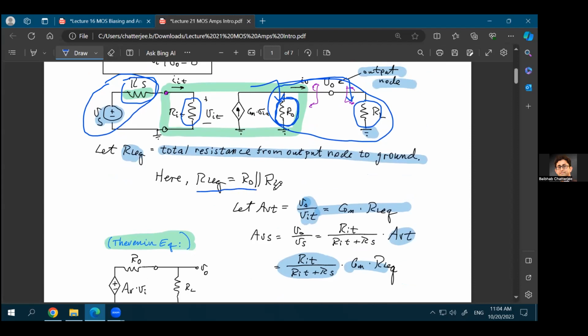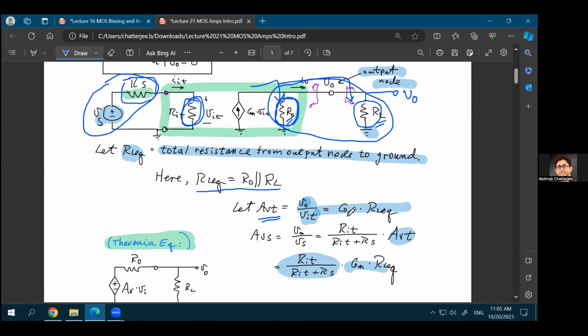And that's something we're writing over here, that if you're at the output side, your equivalent resistance will be RO. This is RO in parallel with RL. So RO in parallel with RL, that is your RL equivalent. Your voltage gain, let's call it AVT, and let's define it as the voltage at this point as VO, output voltage, and the voltage between the gate and source terminal, let's call it V input at the terminals. So VIT, V input at the terminals.